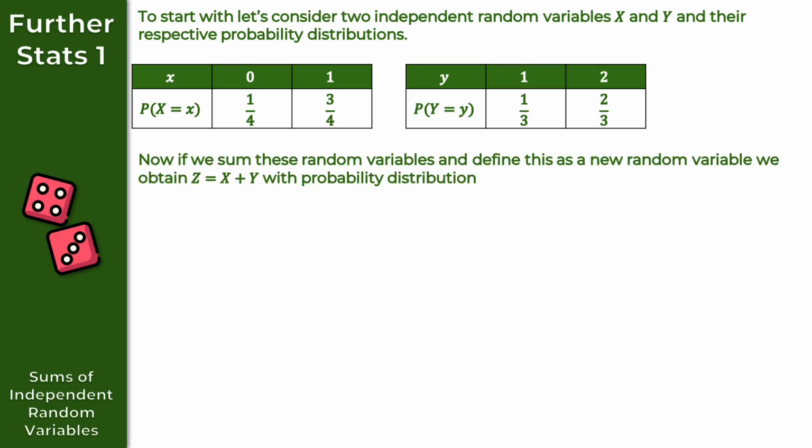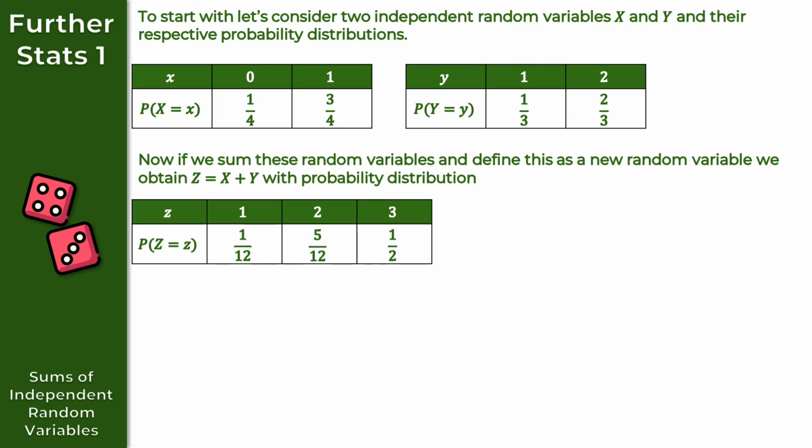Now, if we sum these random variables and define this as a new random variable, let's call that z, we obtain z is equal to x plus y. So z is simply the sum of our two independent random variables. Okay. And then for z, we obtain the following probability distribution. So we obtain this table here. As we can see for z, we obtain either a 1, a 2, or a 3. And we also have the respective probabilities here. Okay, so that should hopefully be straightforward.